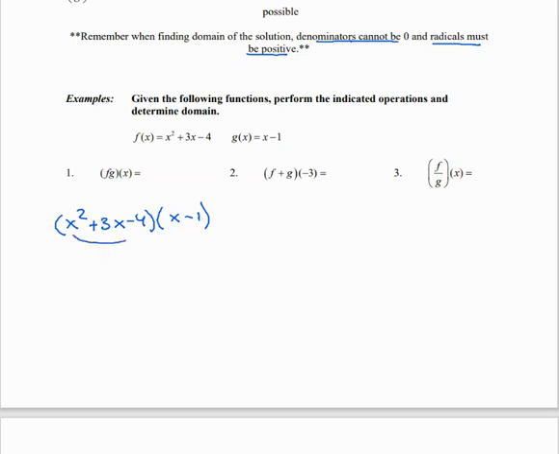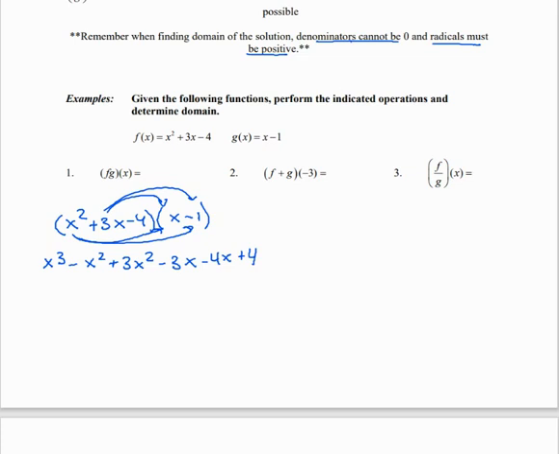So I'm going to distribute the x squared to both terms. This gives me x to the third minus x squared. Now distribute the 3x to both terms. This gives me plus 3x squared minus 3x. And then distribute the negative 4, so minus 4x plus 4.